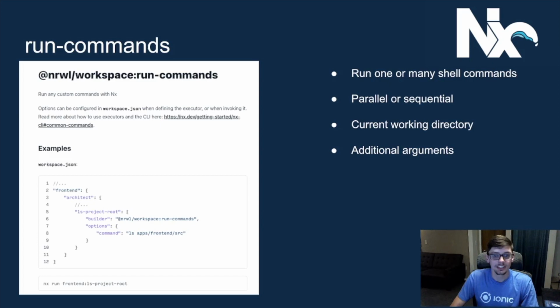The run commands executor is an underrated utility that can be used to make any tool, technology, or framework feel like a first-class citizen. With a simple update to your workspace.json, you can execute one or more shell commands directly from the Nx CLI. You can choose whether to run these commands in parallel or sequentially, and also what directory you'd like to execute them from. Finally, you can configure the executor to pass additional arguments from the Nx CLI directly into those shell commands.